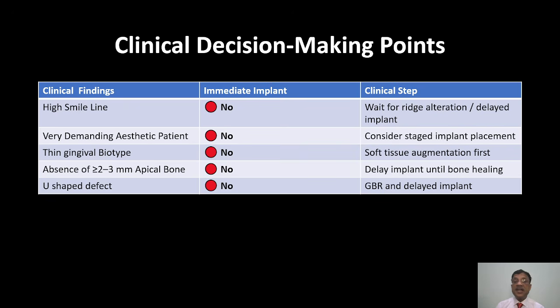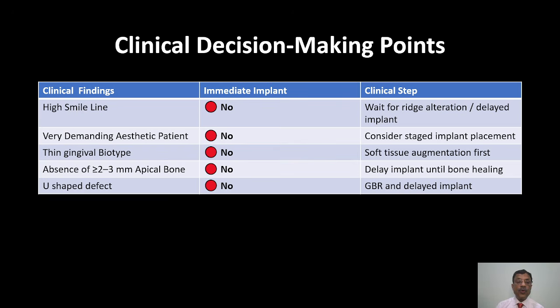So what are the clinical decision-making points? If the smile line is very high, don't place an immediate implant. Wait for ridge alteration, and we can go for delayed implant placement. If the patient is very aesthetically demanding, immediate implant placement should be done with caution, and we should consider staged implant placement. If there is a thin gingival biotype, again, immediate implant placement should not be done. Rather, soft tissue augmentation should be done, and then the implant should be placed.